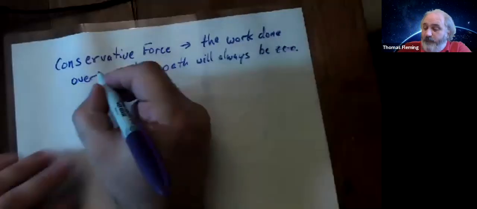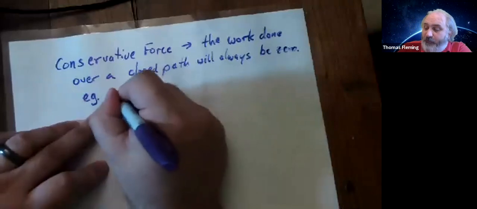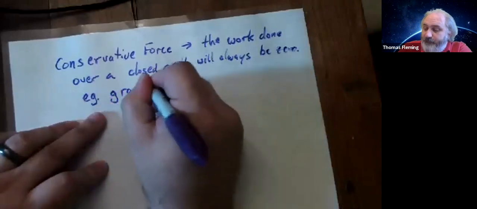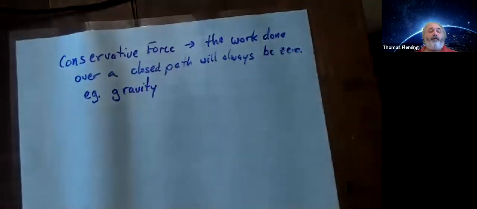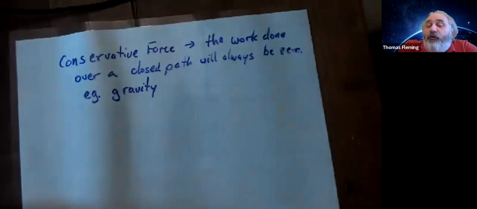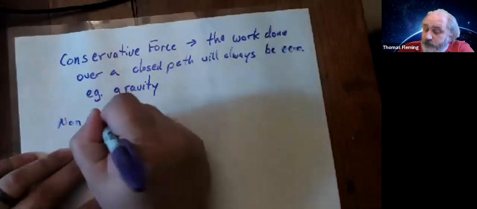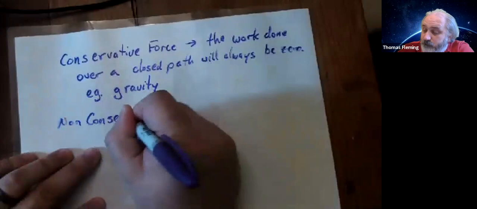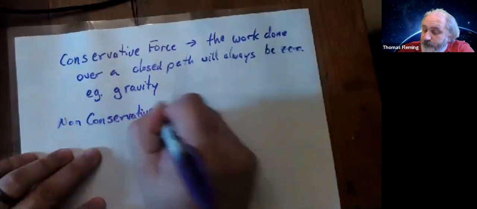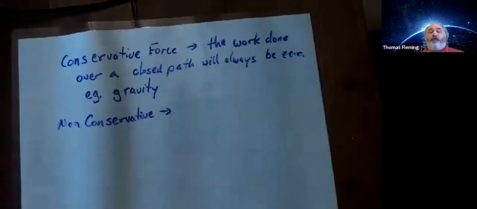Right. An example, gravity. Gravity is a conservative force, right? It's kind of the canonical example of conservative forces. Now, there are some forces that are non-conservative. And non-conservative forces, they're going to end up doing some work that's non-zero over a closed path.